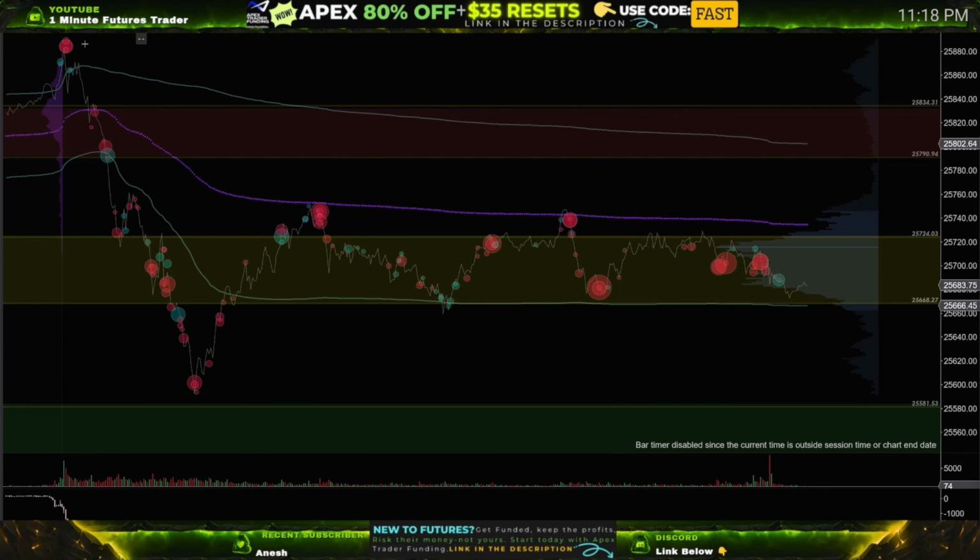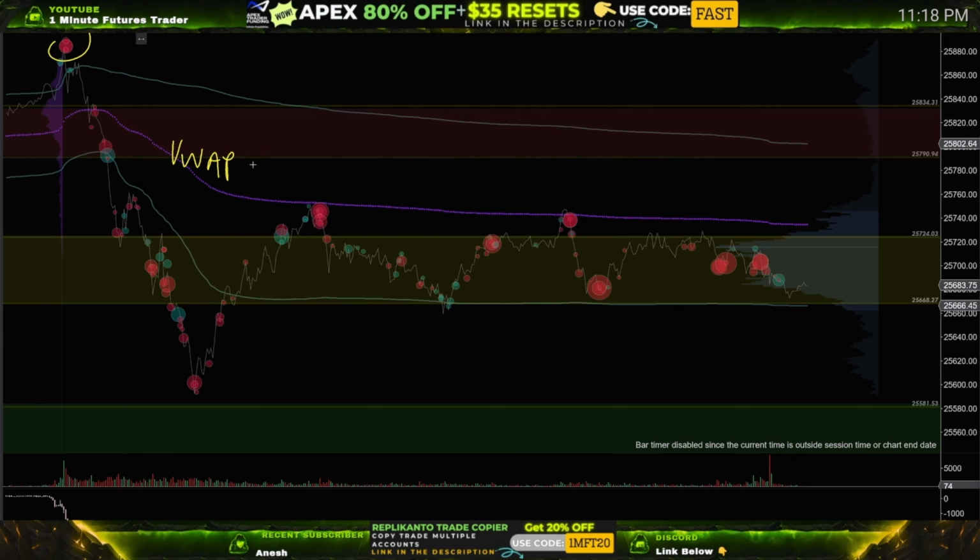So we sold at the high here at the open. And this is the VWAP level here, that purple dotted line. And these outer lines are the lower band and the upper band for the VWAP. So we kind of tested the VWAP, we failed here, and we went through the lower band of the VWAP.